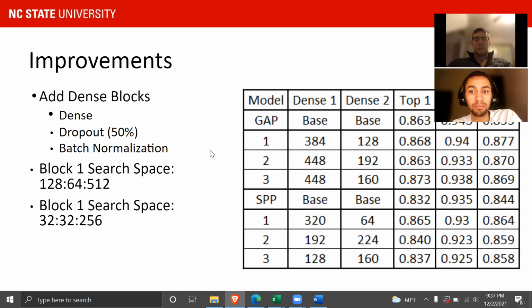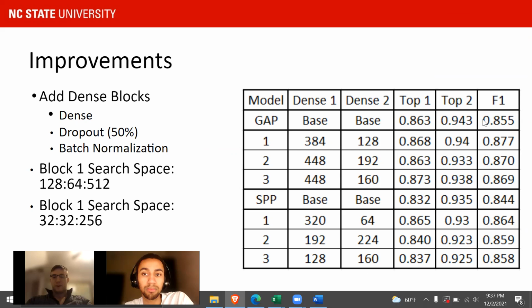And so we built the baseline, and our score is about 85.5% F1 for the GAP and 84.4% for the SPP. And then we tried to improve these models by adding dense blocks, which consist of dense, dropout, and batch normalization. We created this search space here for block 1 and block 2, and we tried out all these combinations and ranked them by the F1 score. Pretty much what we see is that the GAP models were able to outperform the SPP models, and we ended up with a final score of 87.7%.